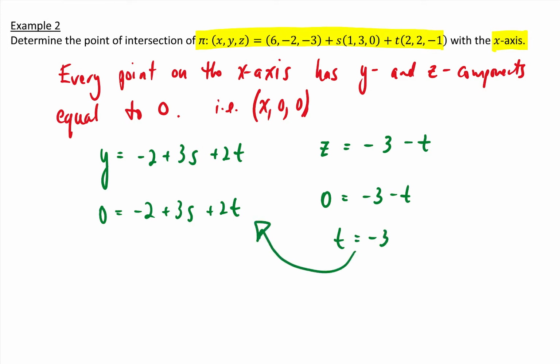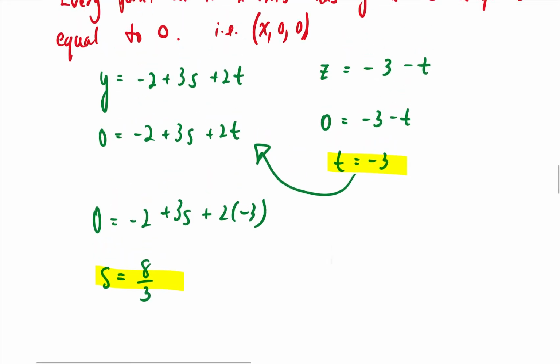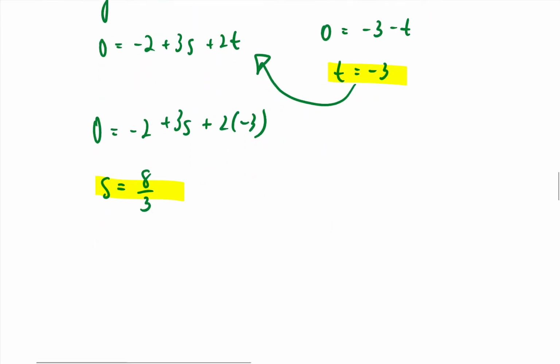We can now sub that into our other equation. So we get 0 is equal to -2 plus 3s plus 2 times -3. And if we solve for s, we get s is equal to 8 over 3. So now we have our s value and we have our t value to help us determine when this plane intersects the x-axis. So let's sub these back into the equation for x.